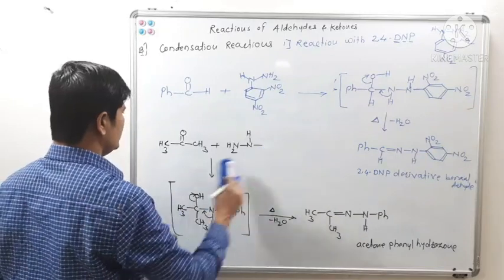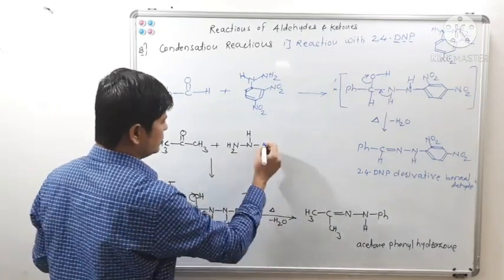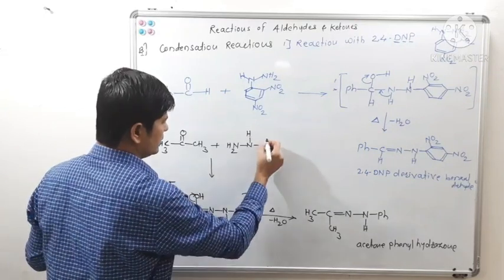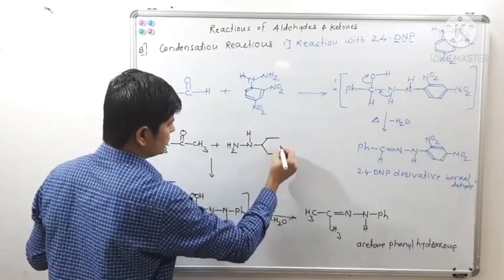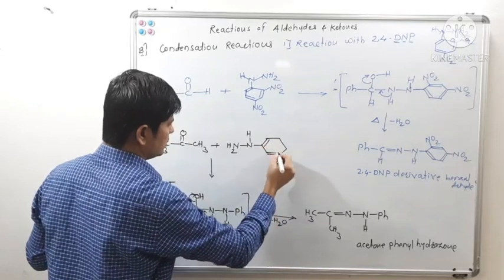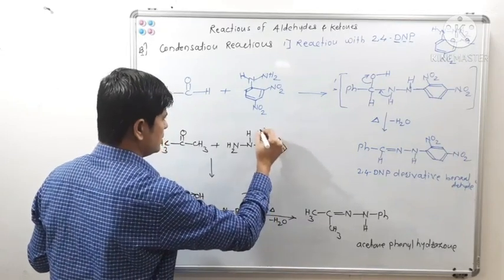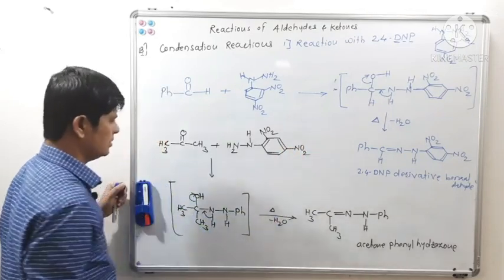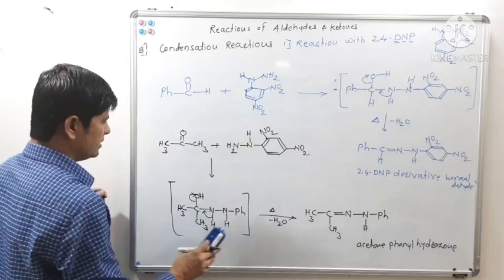Now similarly, suppose we react acetone with 2,4-DNP, what will we get?